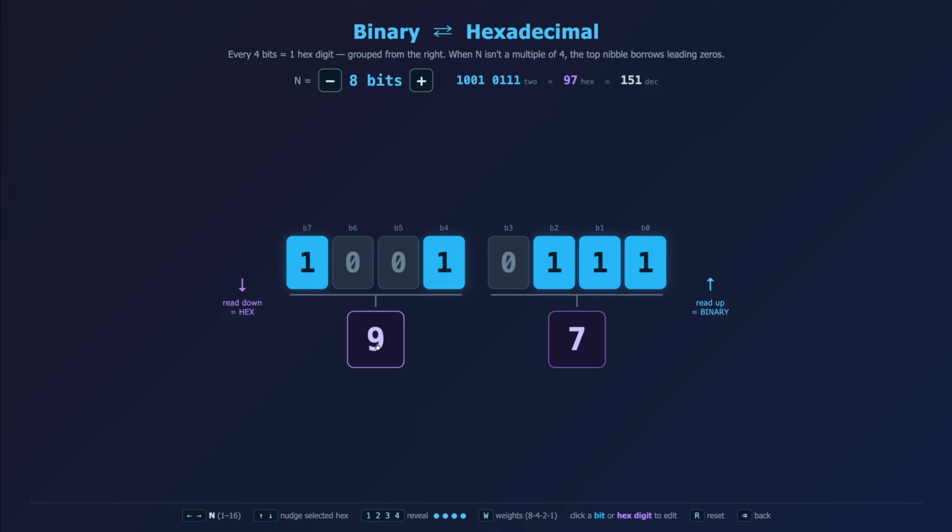I could put A here, and 1, 0, 1, 0, 8 plus 2 is 10, okay? And so that's a pretty straightforward process.